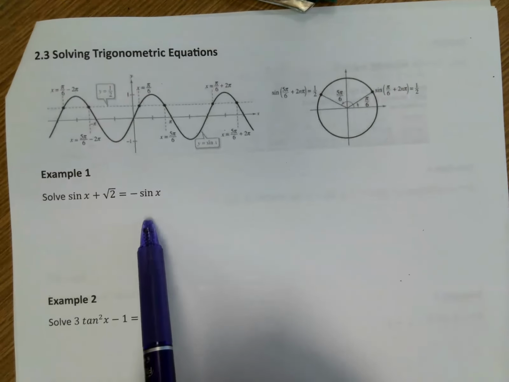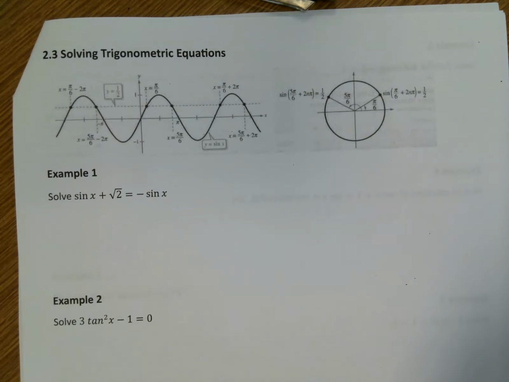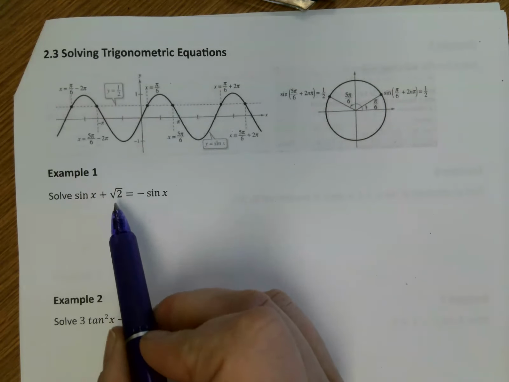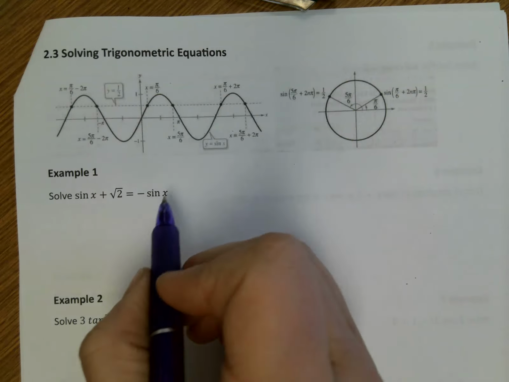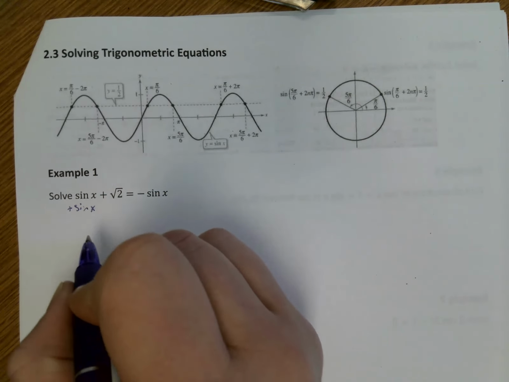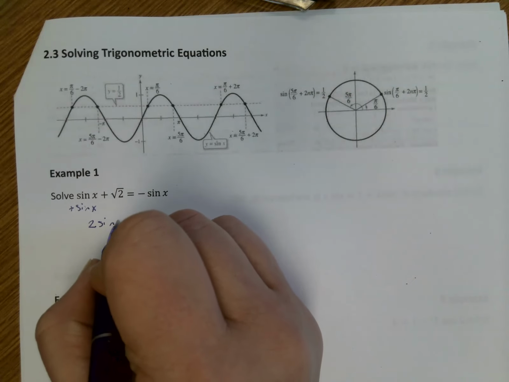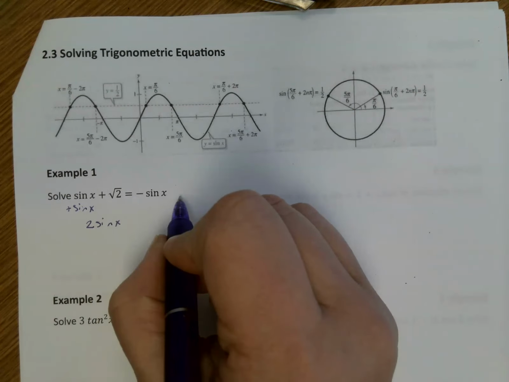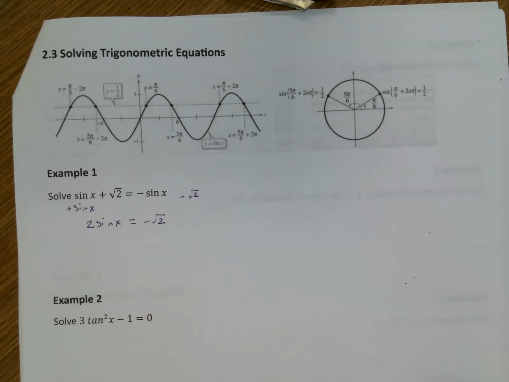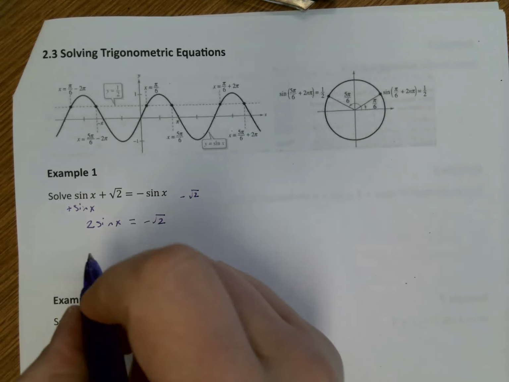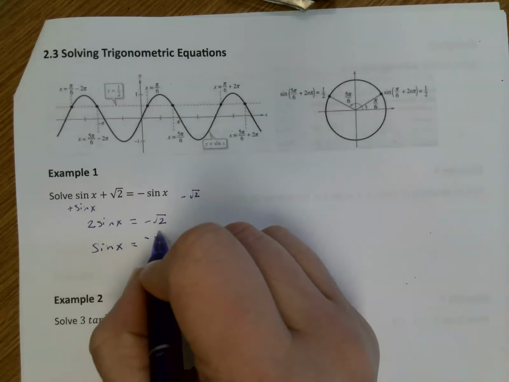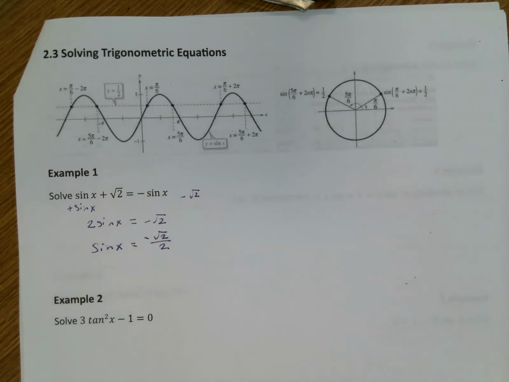So let's look at this one first. If I'm looking at this, the first thing I need to do is move the sine of x over, and I need to move my numbers over to the other side. So I'm going to add sine of x over here. So if I'm going to add sine x, this would give me 2 sine x. And I'm going to subtract this square root of 2 over. So now I want to get this sine by itself. So now I have sine of x will be equal to negative square root 2 over 2.